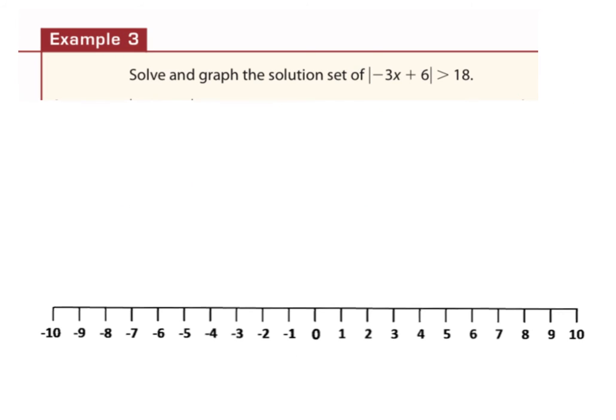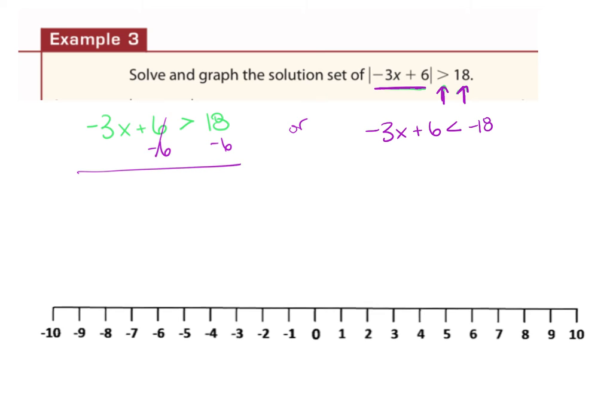Graph this. We're going to do exactly the same thing. What's inside? -3x plus 6. Exactly the way it gave it to me. And then we're going to have what's inside. Flip this. Make this the opposite. And because it was a greater than, this is an or, so we just graph it.